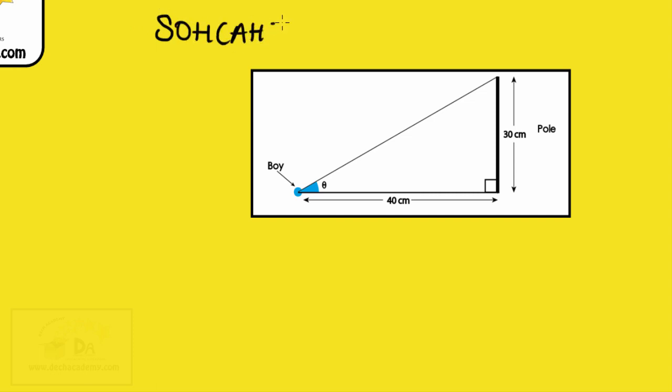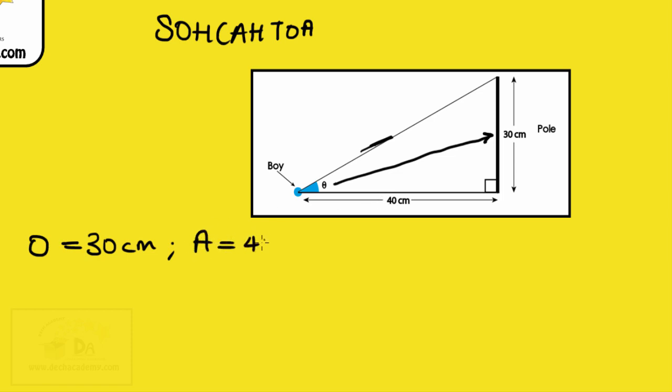We're required to use SOHCAHTOA to determine the value of angle of elevation theta. Now let's just observe a few things. For this angle of elevation theta, the side opposite to the angle of elevation has a length of 30 centimeters. The hypotenuse is this side. So the remaining side is the side adjacent to the angle theta, and that has a length of 40 centimeters.